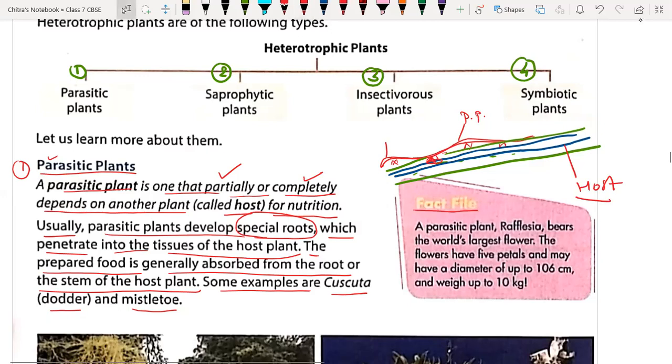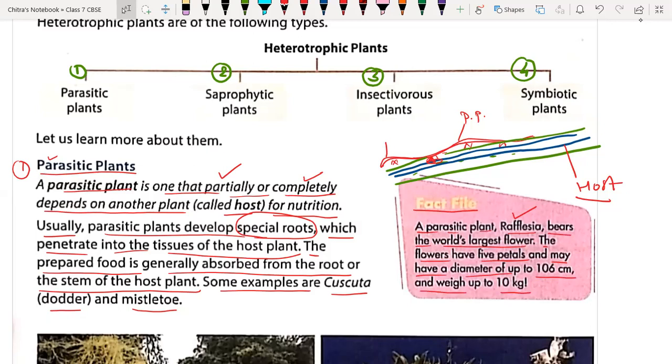Fact file. A parasitic plant, Rafflesia, bears the world's largest flower, and the flower has 5 petals. See, the world's largest flower is called Rafflesia, and it is a parasitic plant flower. Just do remember that. The flower has 5 petals and may have a diameter of up to 106 centimeters and a weight of up to 10 kg.